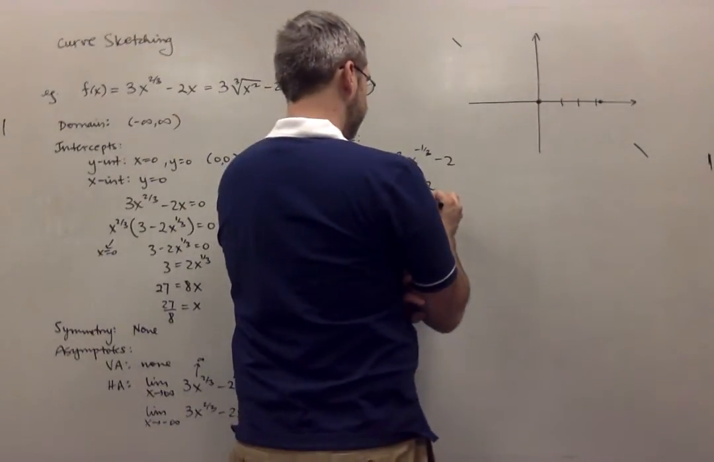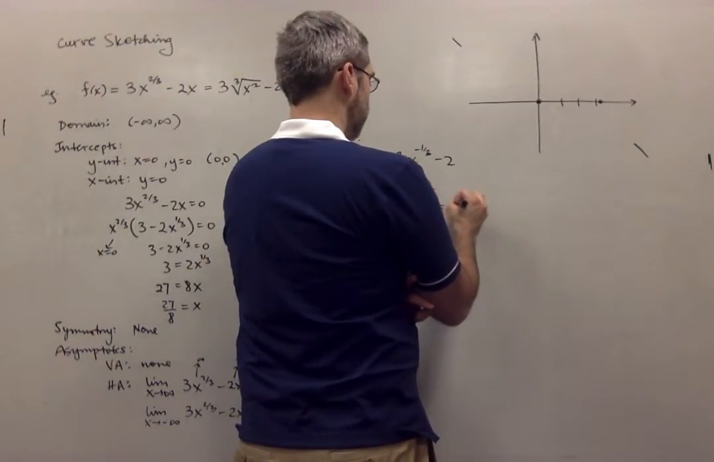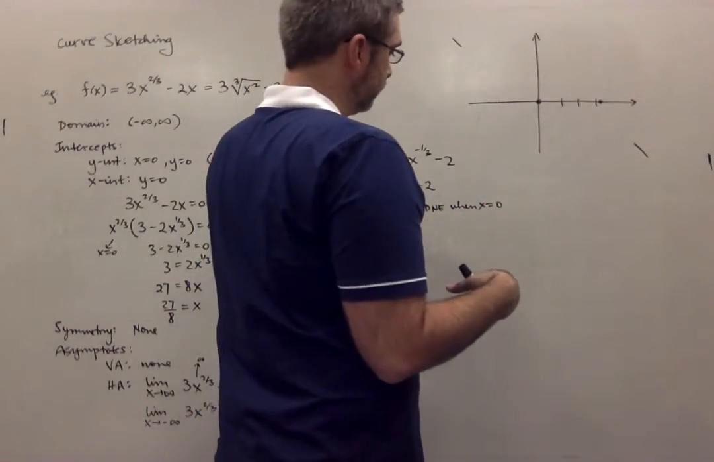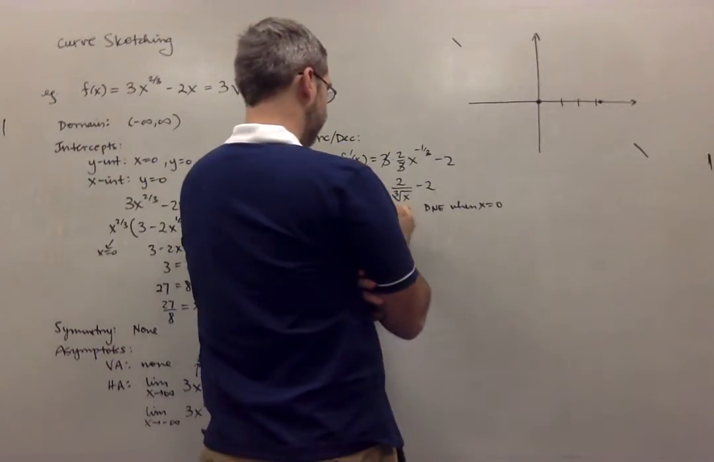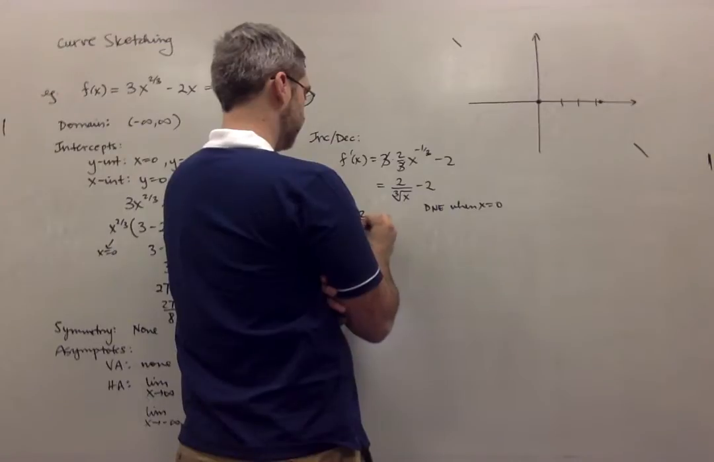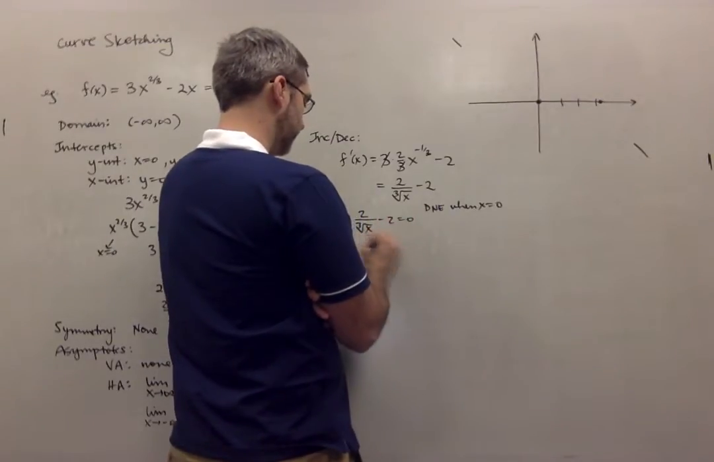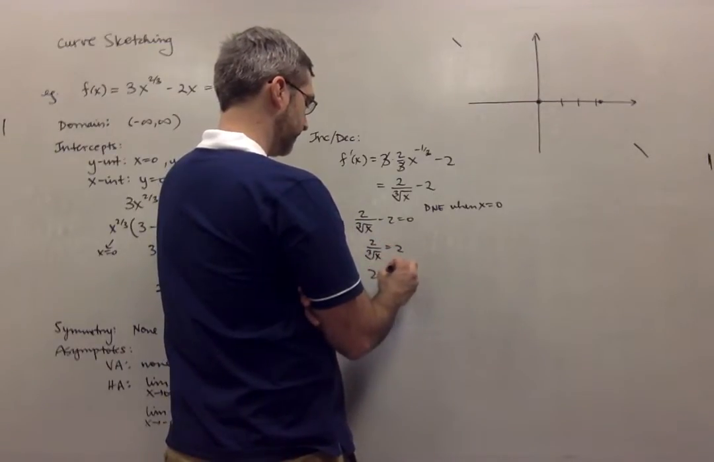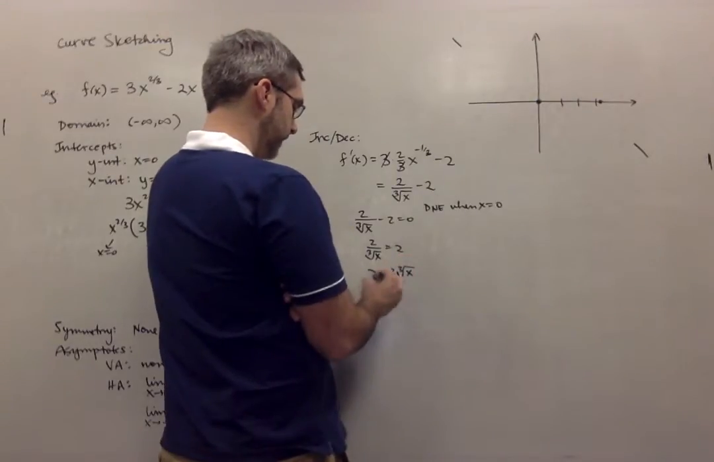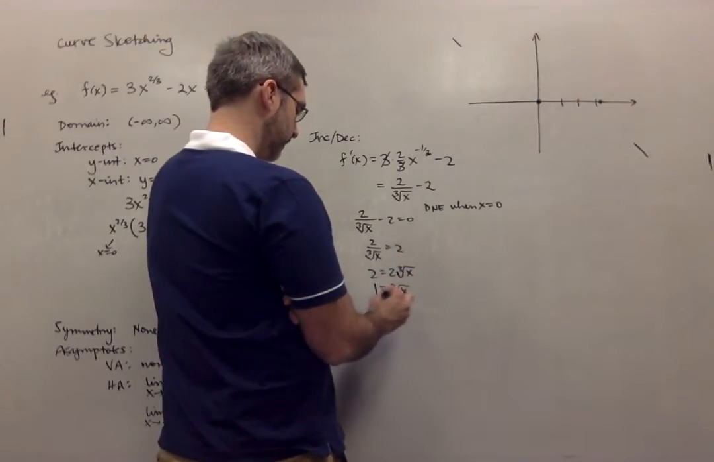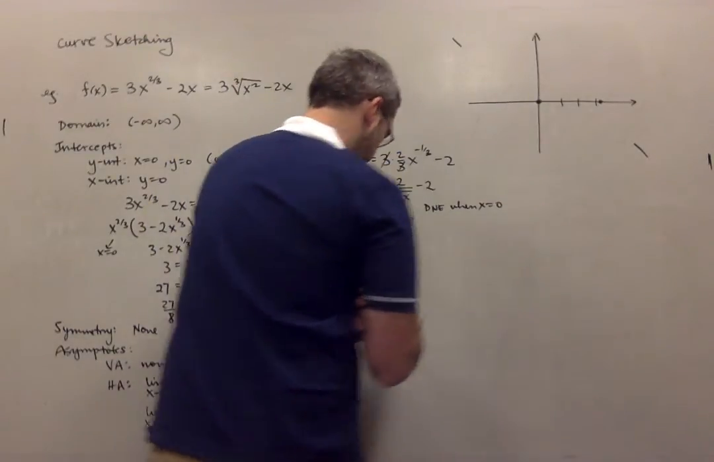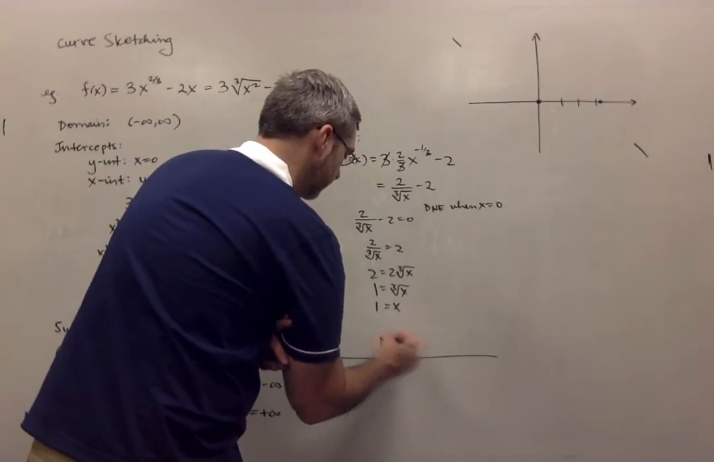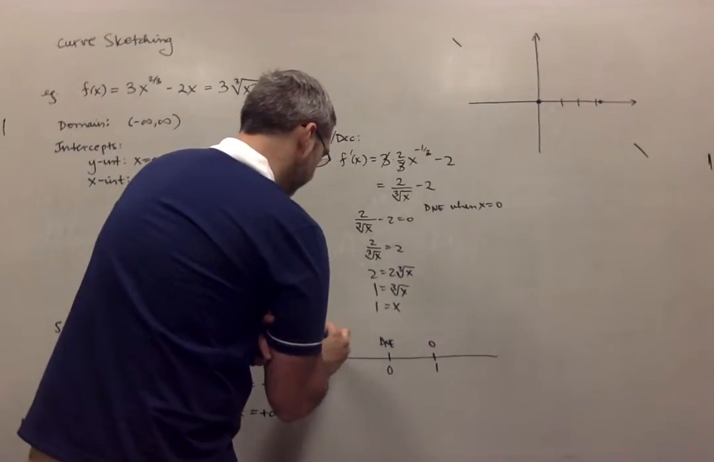Okay, and that does not exist when x is 0. It actually goes vertical. And if I set that equal to 0 to see what happens, I bring the 2 to the other side, and then multiply the cube root over. Divide by 2, the cube root is 1, so x is 1. So it turns out that x is 1. At 0, it does not exist. And then at 1, the derivative is 0.